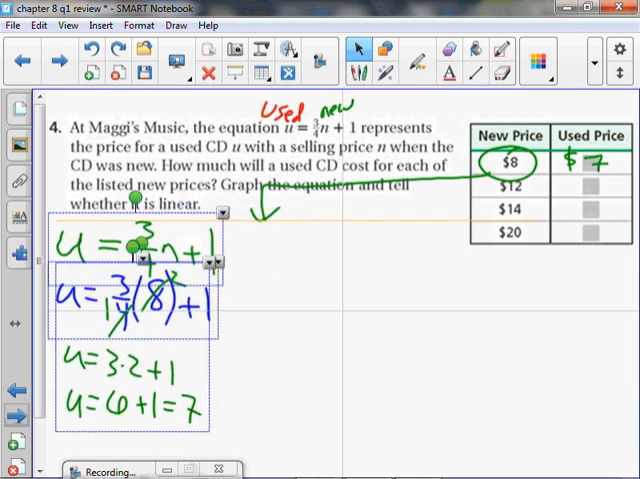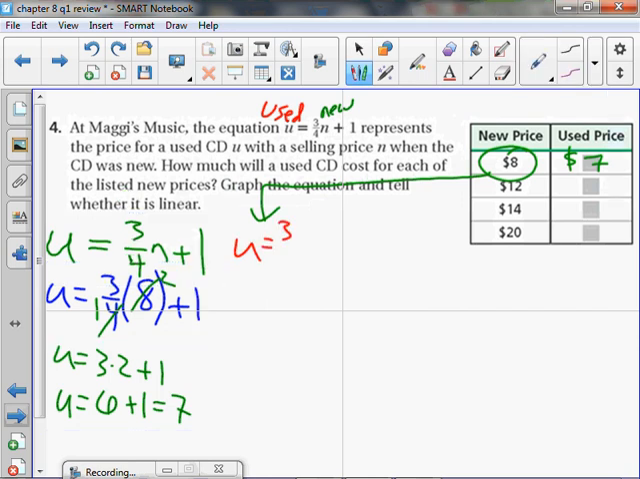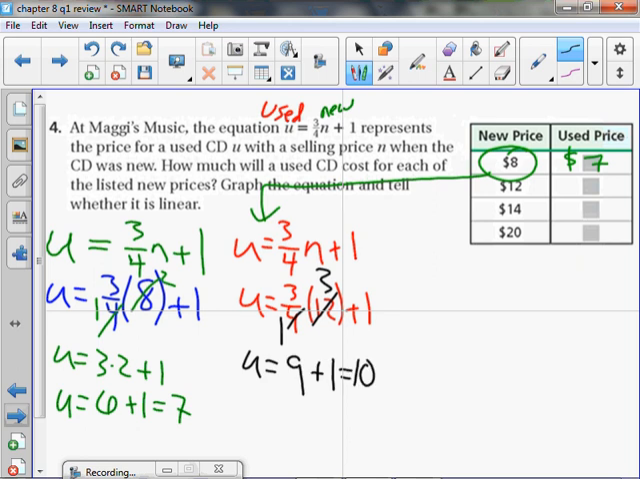Okay. Next one. For $12, U equals 3/4 N plus 1. So U equals 3/4 times 12 plus 1. I've got cross-canceling going on again here. 4 is 1, 12 is 3. I get U equals 3 times 3, which is 9, plus 1. So $10. Still not a great deal.